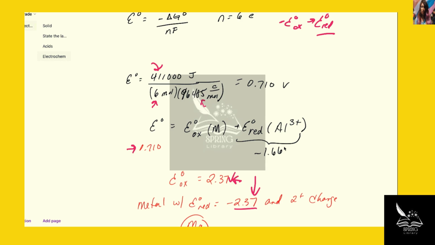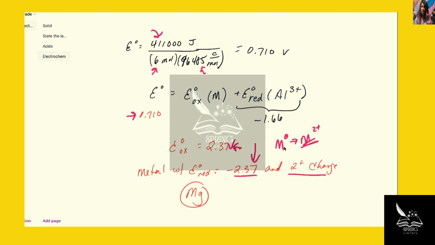One other thing to consider too is that the metal has a 2+ charge. And so it's interesting, when I looked in the table, there are 2 metals that have reduction potentials of negative 2.37, and then I realized that the oxidation is the metal going from 0 to 2+. So that means we need to find the reduction potential that has the metal with a 2+ charge, and that's going to be magnesium. If you look at the table, it's Mg 2+ plus 2 electrons goes to Mg.